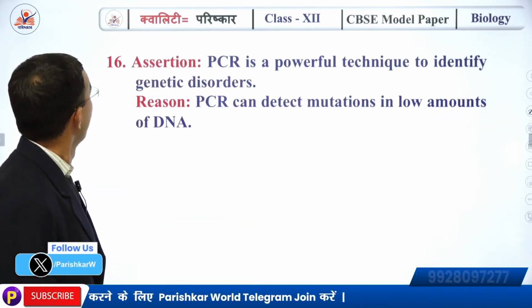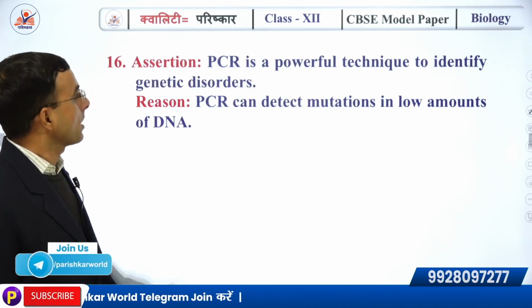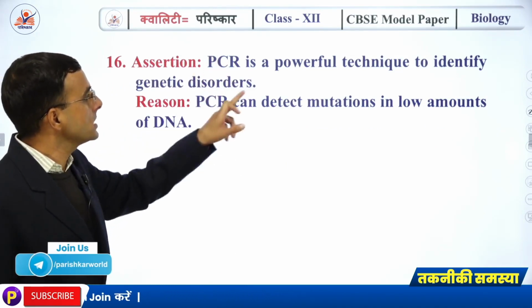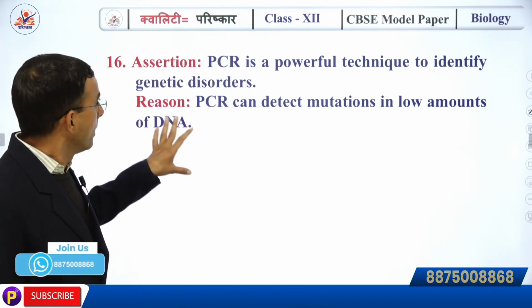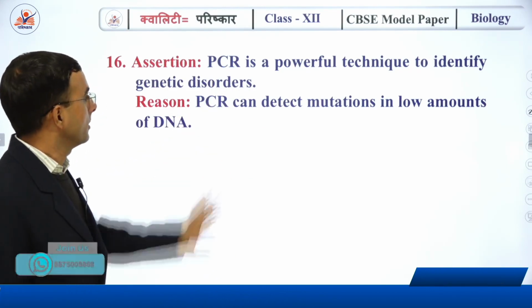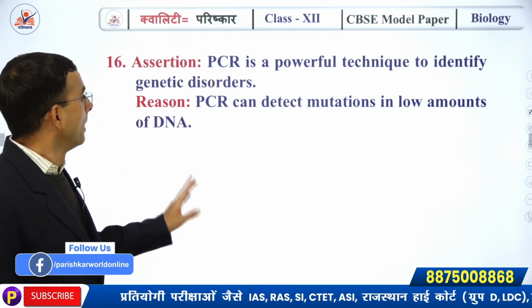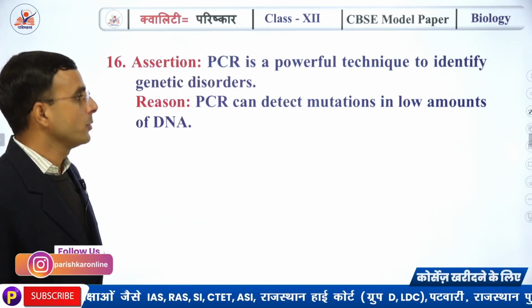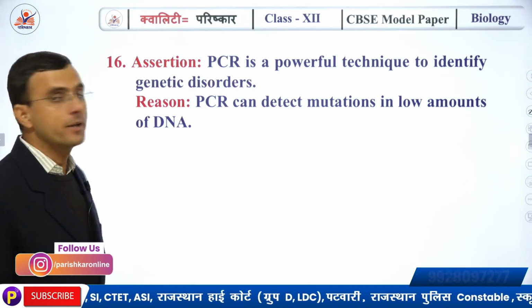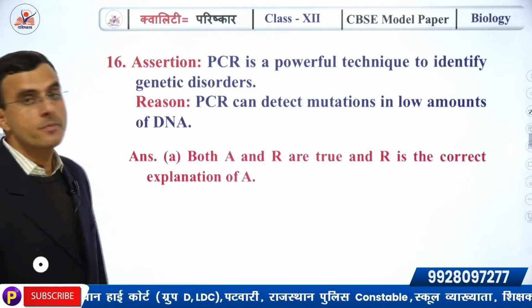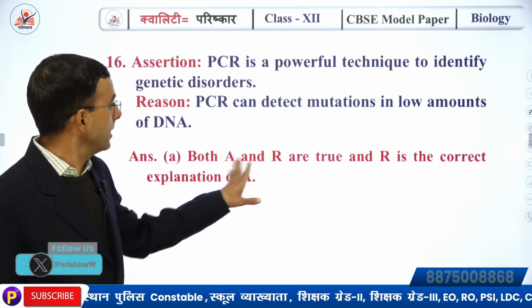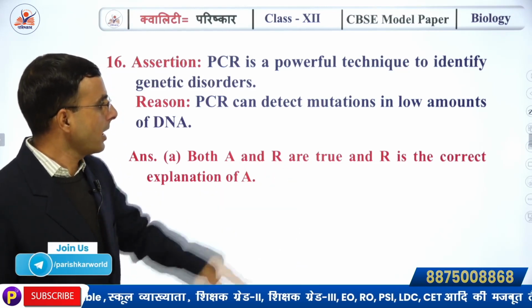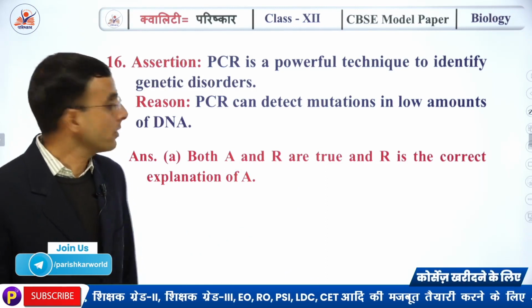Next one is assertion: PCR, polymerase chain reaction, is a powerful technique to identify genetic disorders. Yes, this assertion is correct. PCR can detect mutations in low amounts of DNA. So the answer is A: both assertion and reason are true and R is the correct explanation of A.